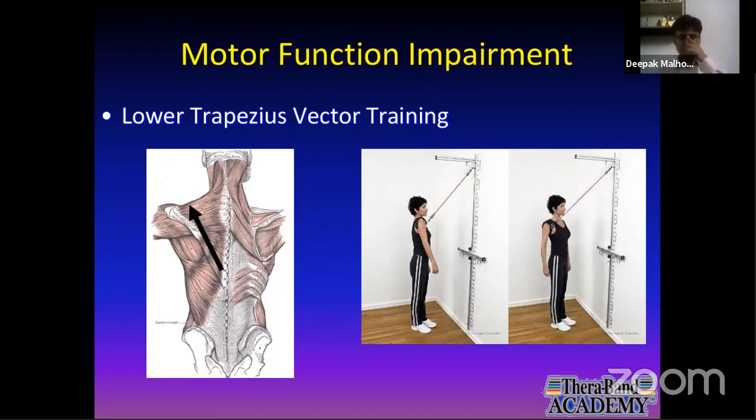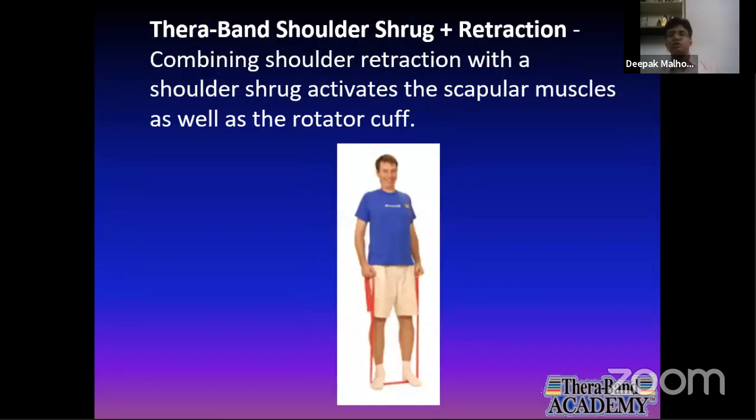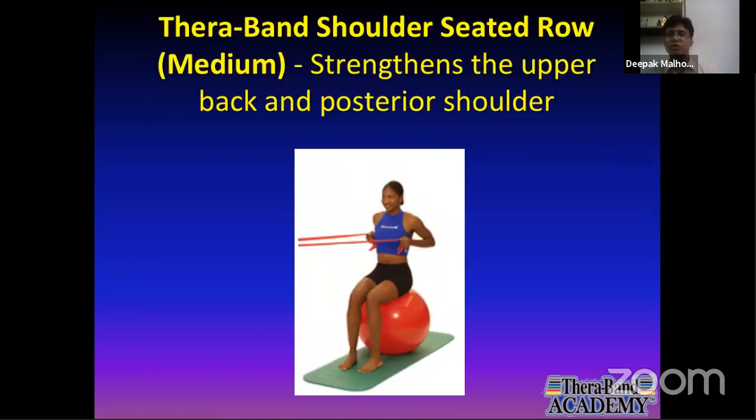So this I was mentioning for lower trapezius vector training. You can use this movement and you can go for backward and downward movement so that your scapular position is corrected. In all your upper limb injuries, scapular training is very important. Now, Thera-Band shoulder shrug plus retraction, you can use in two different directions. One single movement, combining shoulder retraction with the shoulder shrug, activates the scapular muscles as well as the rotator cuff. Seated row strengthens the upper back and the posterior shoulder.